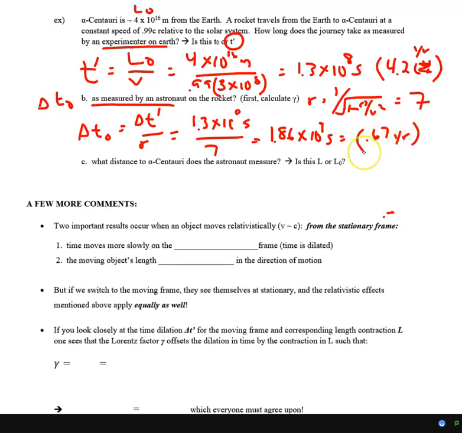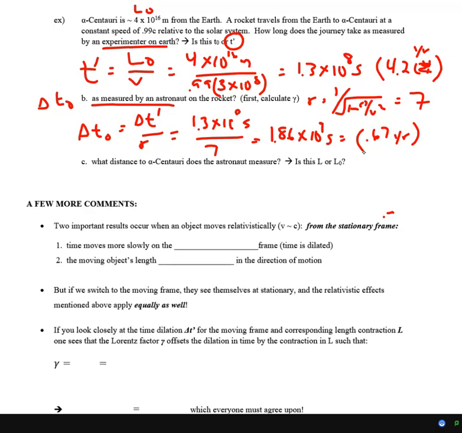Okay, so there's a significant difference in how much time the different frames measure in terms of the actual trip. If you're on Earth, you say, well, they just traveled that far at that speed, so it's a simple distance divided by time, and it took 4.2 years. But on the spaceship, we know that relative to the Earth, time ticks more slowly. So they only measure 0.67 years, which is significant. That's how much they would say they aged during that time.